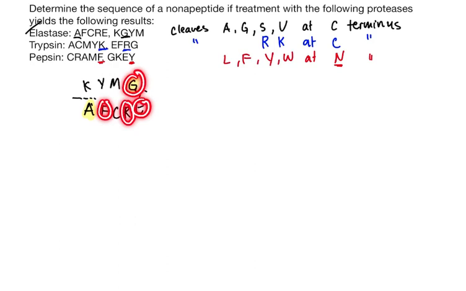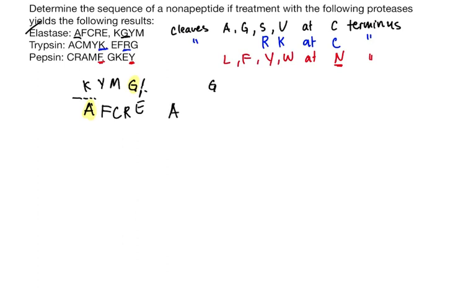Okay, but it cleaves at the C terminus, so that means it will cleave somewhere here. Therefore, that would mean that C should be here and R should be here. So you can have F, E, G, and then something should be cleaved here, and that something would be K, right? So now we know where those different amino acids should be. So let's write that down.